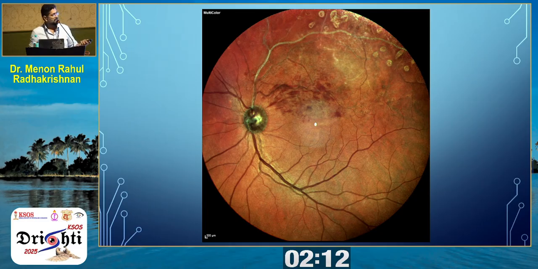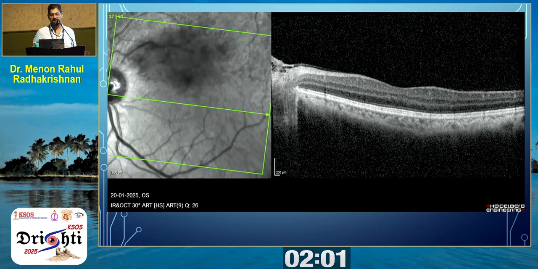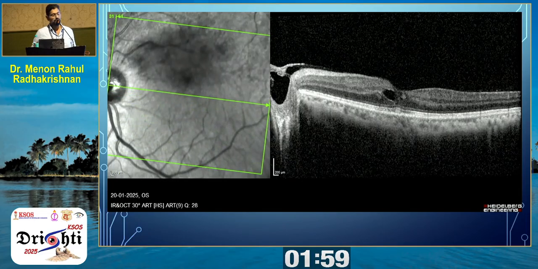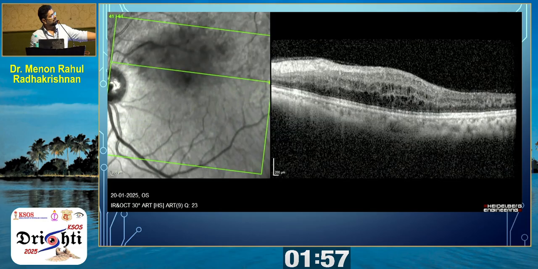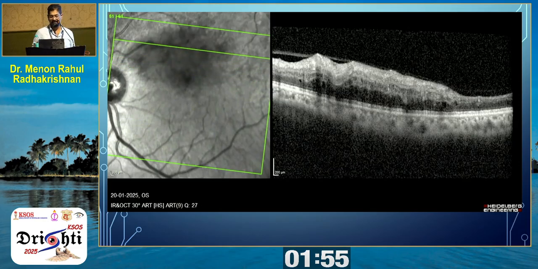Now, this is another kind of case that you very commonly see. This is one of my patients who had a branch retinal vein occlusion, had a neovascularization for which the laser was done. This patient again came with a recurrent retinal hemorrhage. So this is a branch retinal vein occlusion, and when you do the OCT, you can see the intraretinal fluid over there, CME over there.